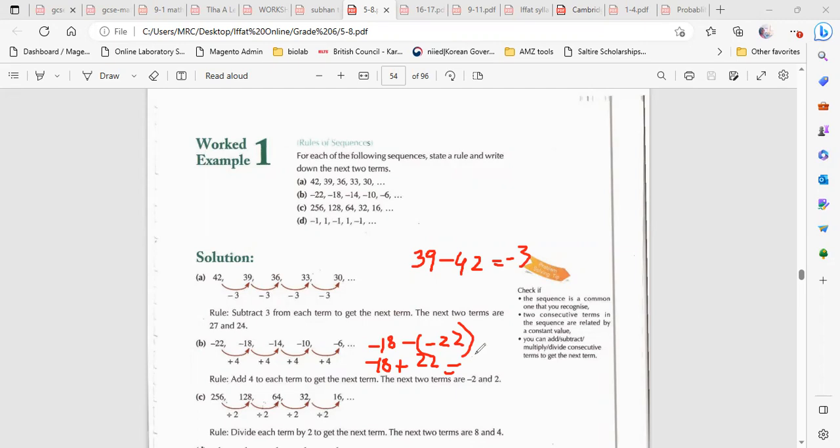So it is your answer 4, right? So plus 4 we are doing here. Minus 22 plus 4 we are getting minus 18. Minus 18 plus 4 we are getting minus 14. Minus 14 plus 4 we are getting minus 10 and so on. So the next two terms will be minus 6. Minus 6 plus 4 will come minus 2. And minus 2 plus 4 will come 2. So the next two terms are minus 2 and 2.